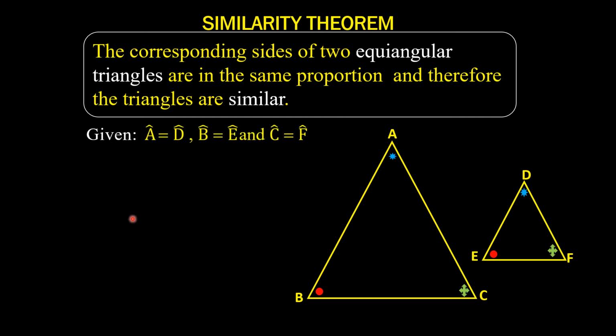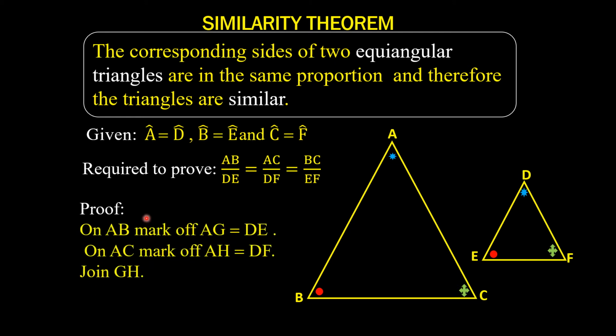Given: angle A equal to D, angle B equal to E, and angle C equal to F. We always write those given informations. Required to prove, that's our second step: AB over DE equal to AC over DF equal to BC over EF. Now look at the construction.